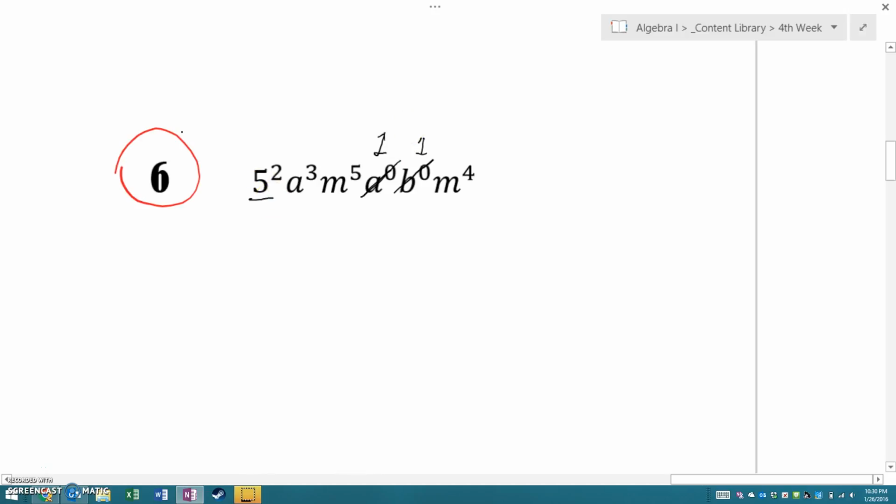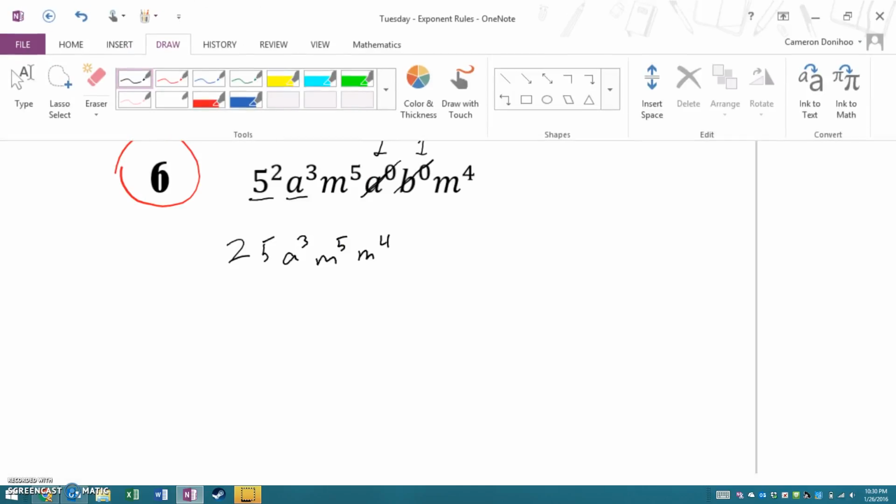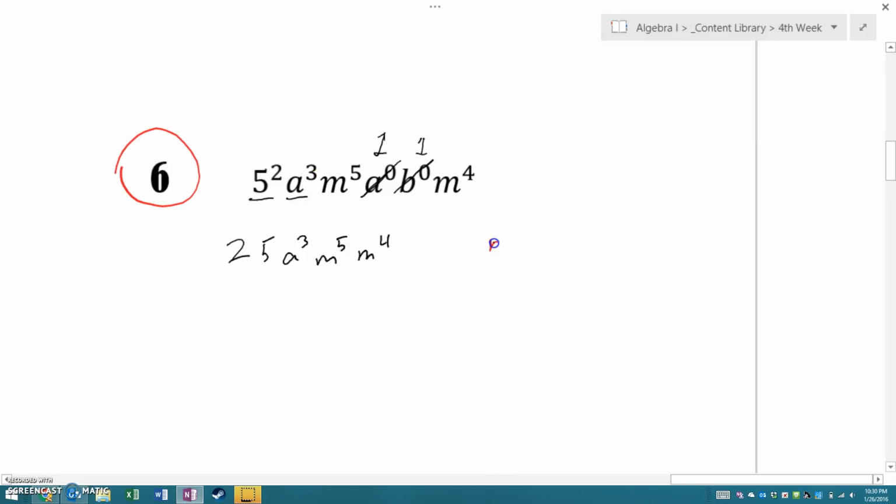This 5, though, I can square that. 5 squared would be 25. Then there's only one a, so I don't have to worry about that anymore. Now I have the 2 m's. Now, the long way of doing this would be to write out 5 m's, and then to write out 4 m's, and then to say I have 5 here and 4 here. All of this together is going to be m to the 9th power.